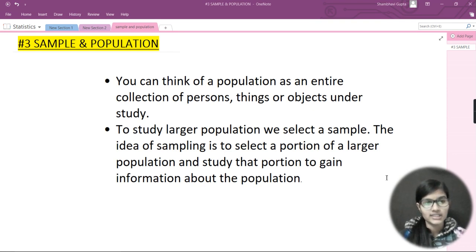Our today's topic of discussion is sample and population. Today we are going to see what a sample is, what a population is, and what other things are involved in sample and population.